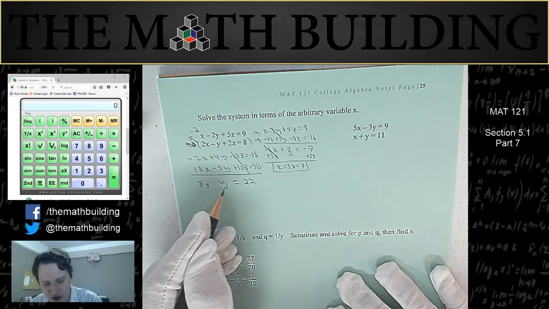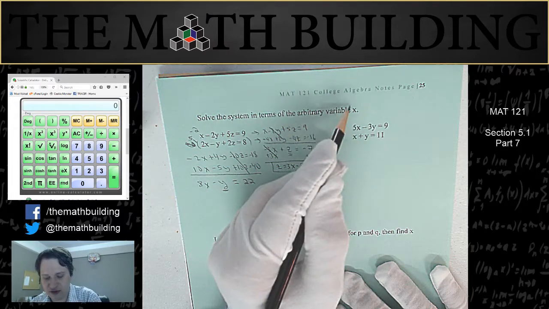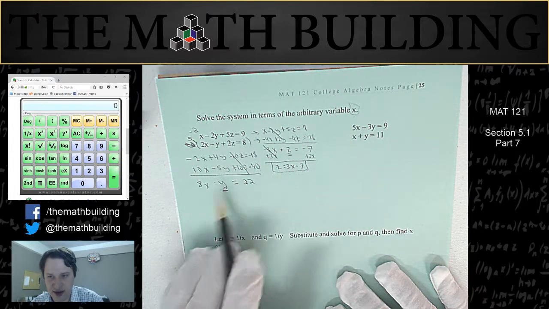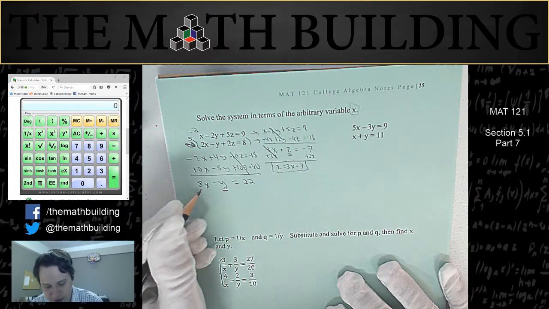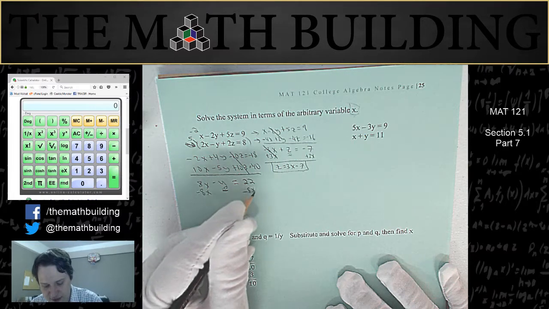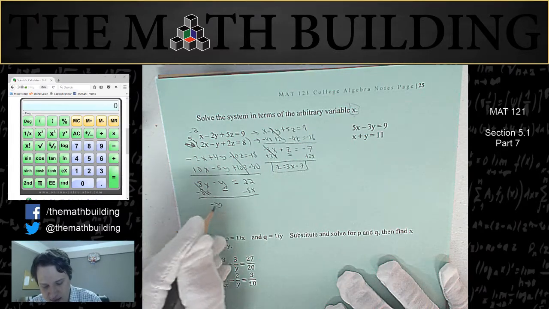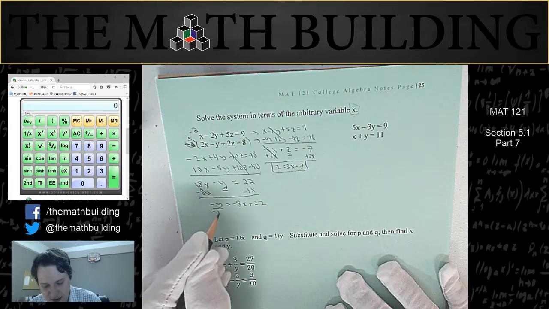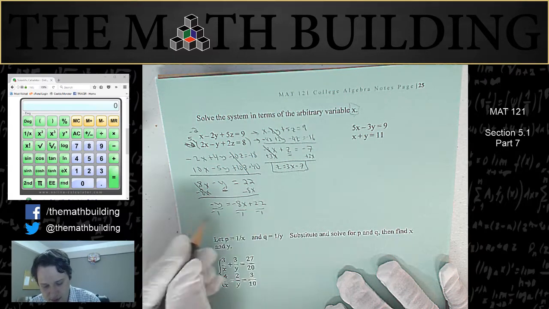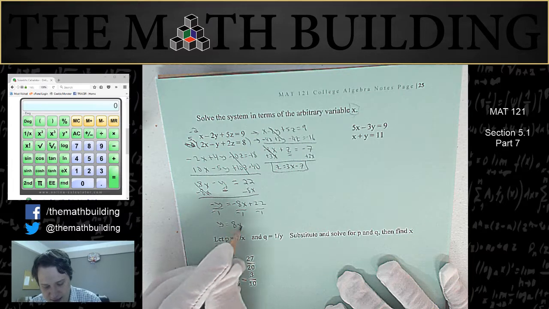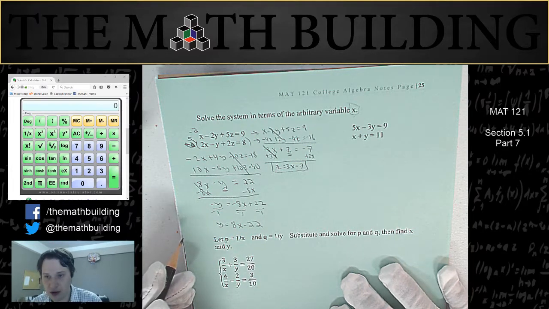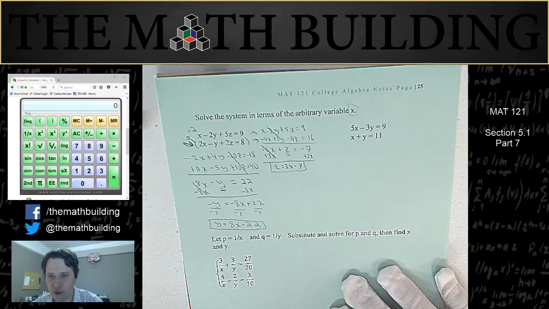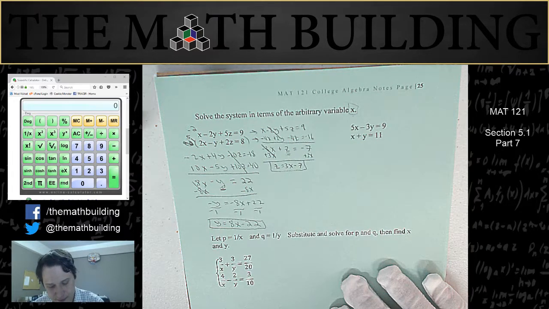So now we want to solve this for y. When you're solving in terms of the arbitrary variable x, you solve for z and you solve for y. So minus 8x from both sides, negative y equals -8x plus 22, divide by -1, y equals positive 8x minus 22. So y equals 8x minus 22. That's pretty much the goal, solve for y and z in terms of x.